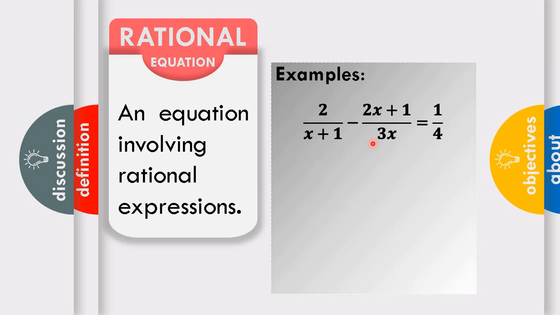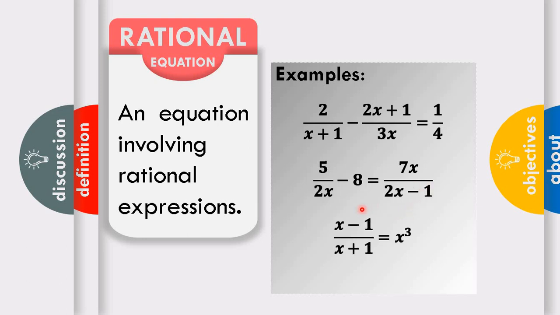2/(x+1) minus (2+x)/3x is equal to 1/4. So this is an example of a rational equation. Next, 5/(2x-8) is equal to 7x over (2x-1). And lastly, (x-1)/(x+1) is equal to x cubed. So these are examples of rational equations.